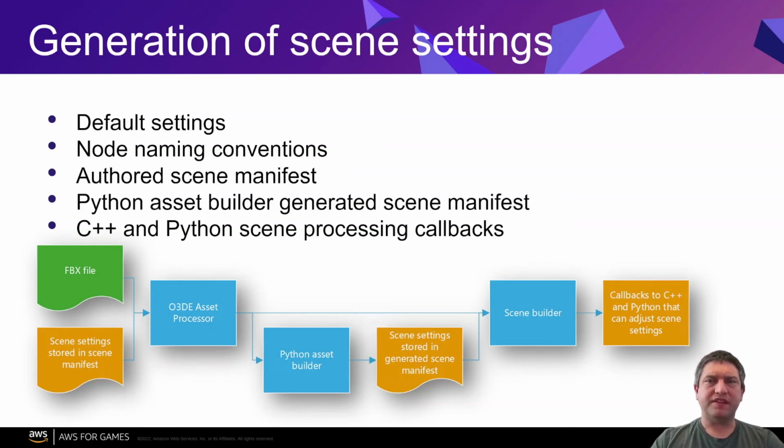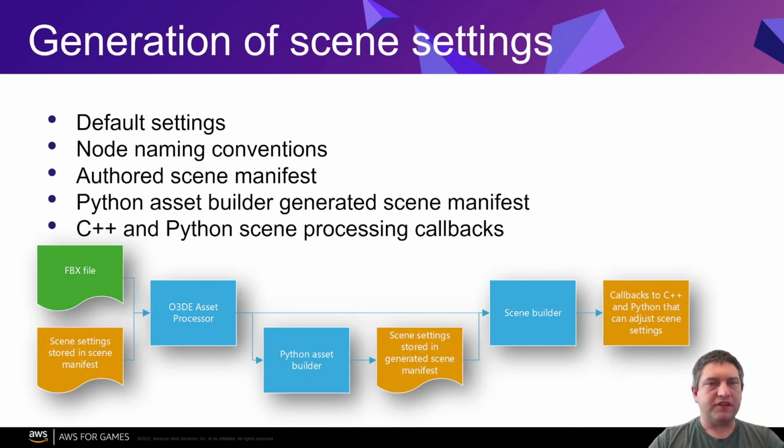The next place that scene settings are applied is the Python Asset Builder. This is a builder that can run before the scene builder itself. This was provided as an entry point for technical artists and other people who want to work in Python to manage the scene settings for a scene file. This will create a procedural scene file in the asset cache where product assets are, so that this is a product asset scene manifest that the scene builder will then later use if available.